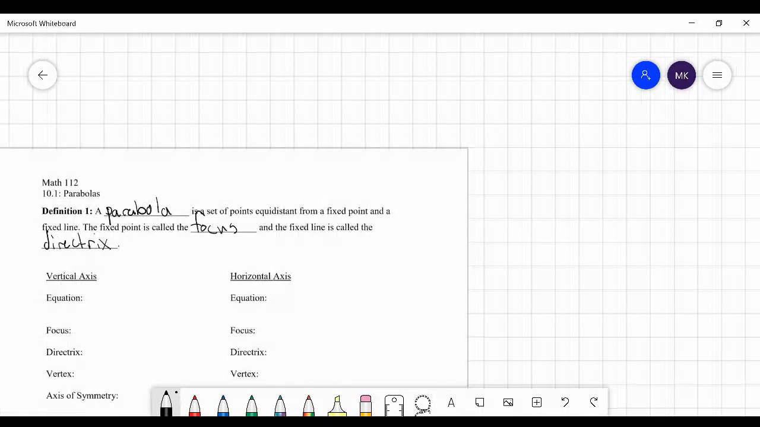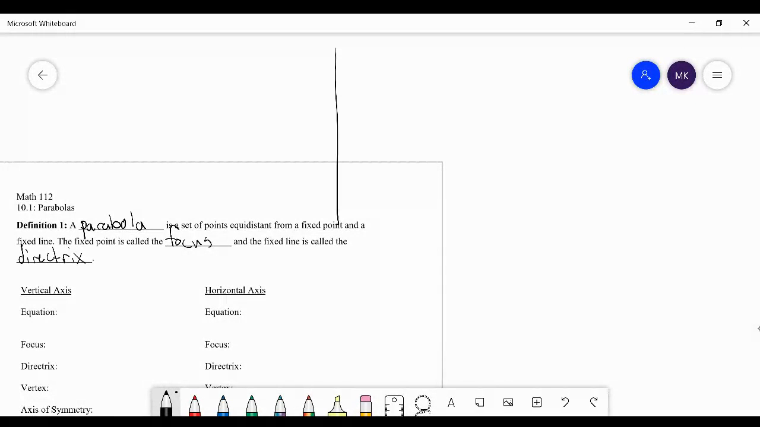Okay, so I'm going to give you a visual of what that means, how that looks. If we have here our focus, and this right here is our directrix, a parabola would be something like this.